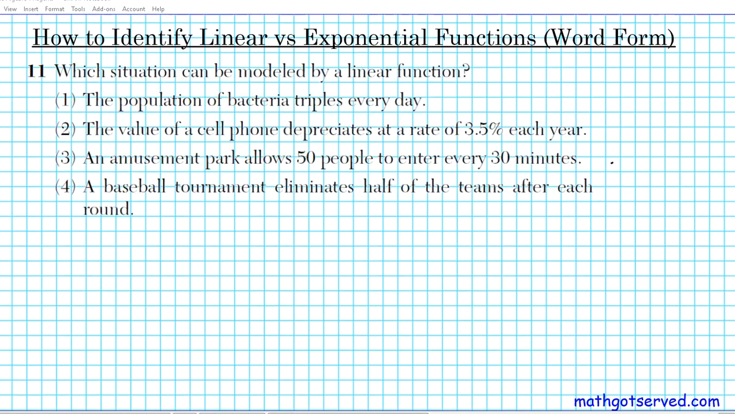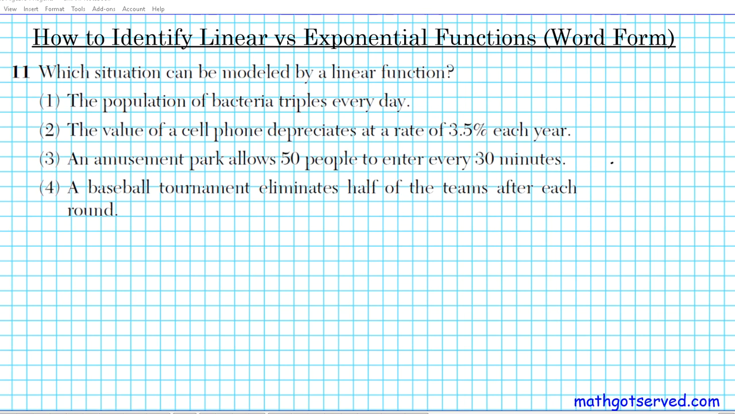Alright, let's take a look at question number 11. In question 11, we're going to be focusing on how to identify linear versus exponential functions. As you can see, the options are provided to us in word form, so we have to translate the verbal representation into algebraic representation in order to determine if it's a linear function or an exponential function. Question 11 reads, which situation can be modeled by a linear function?